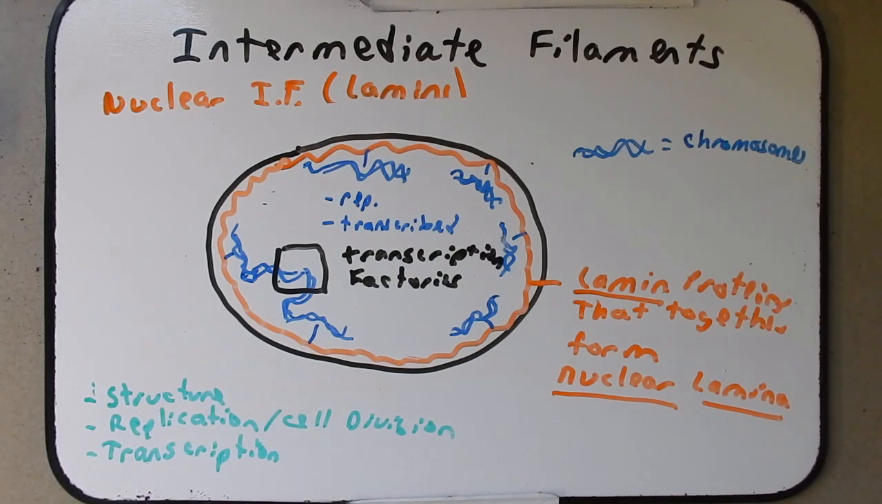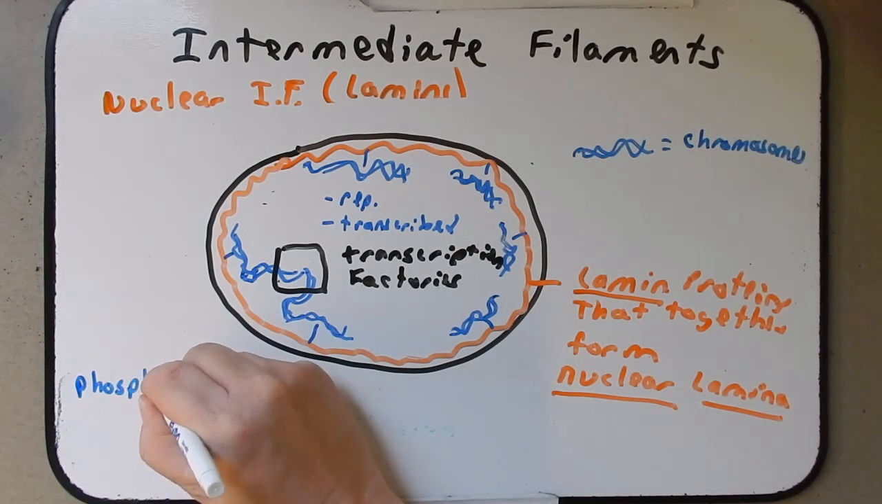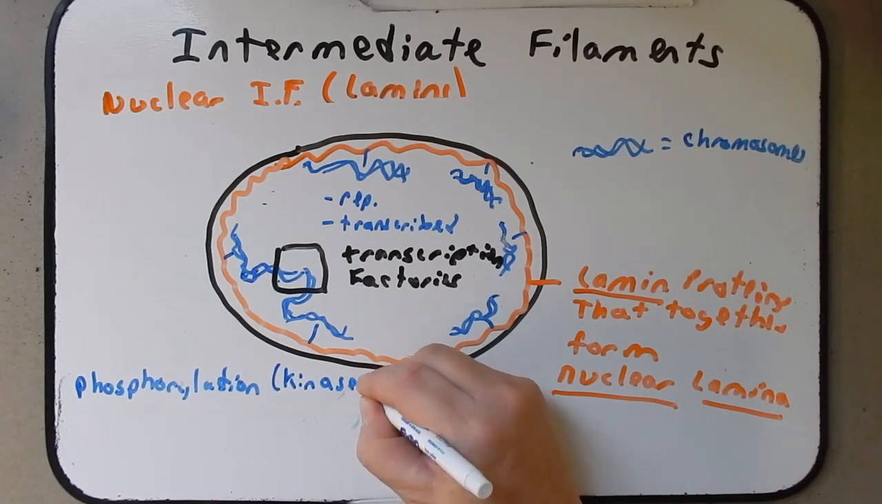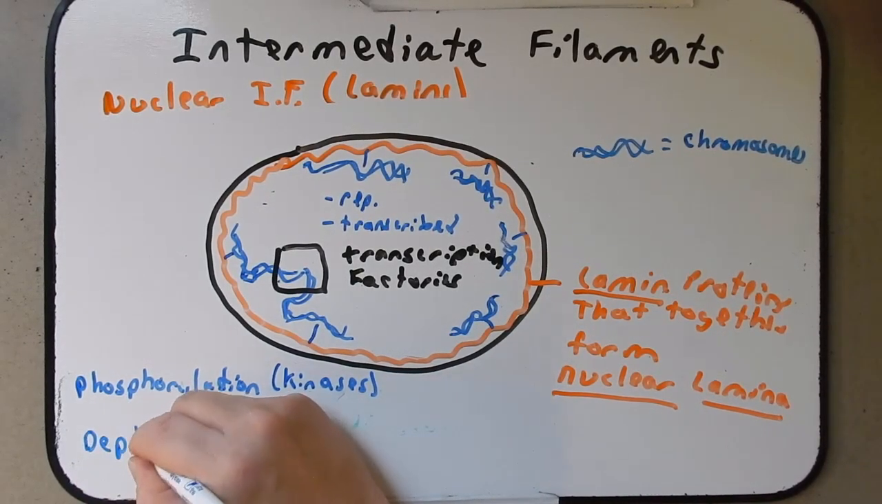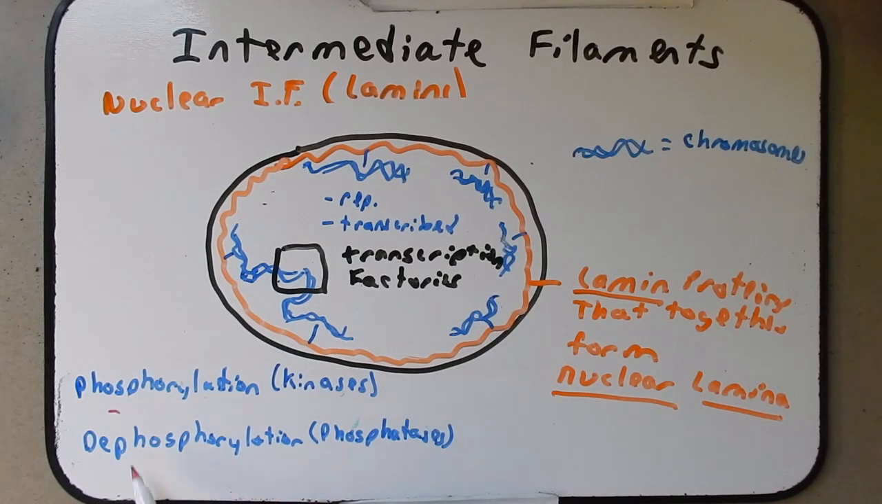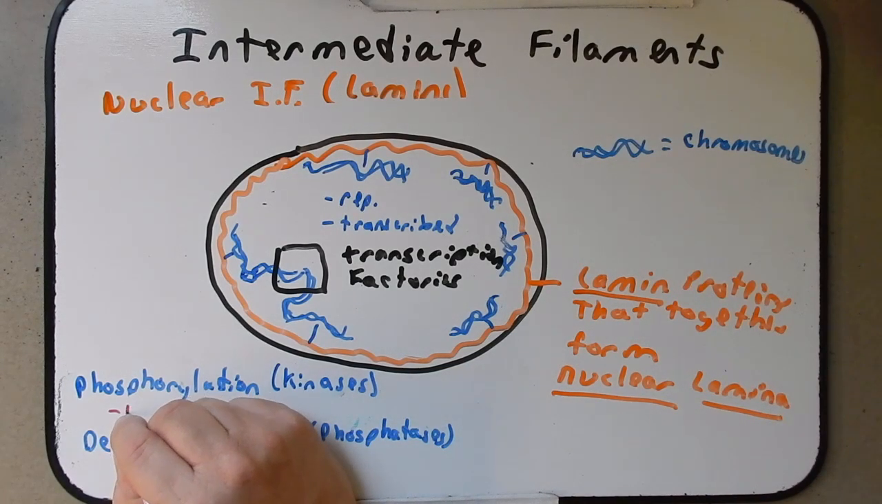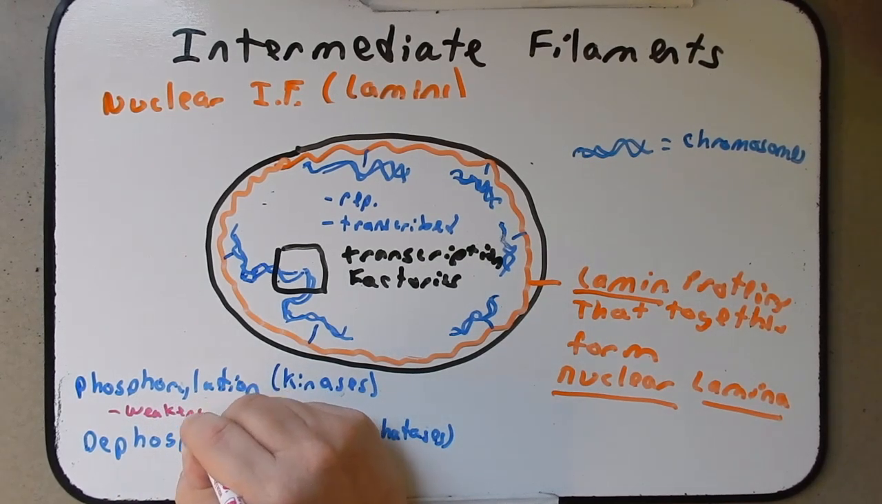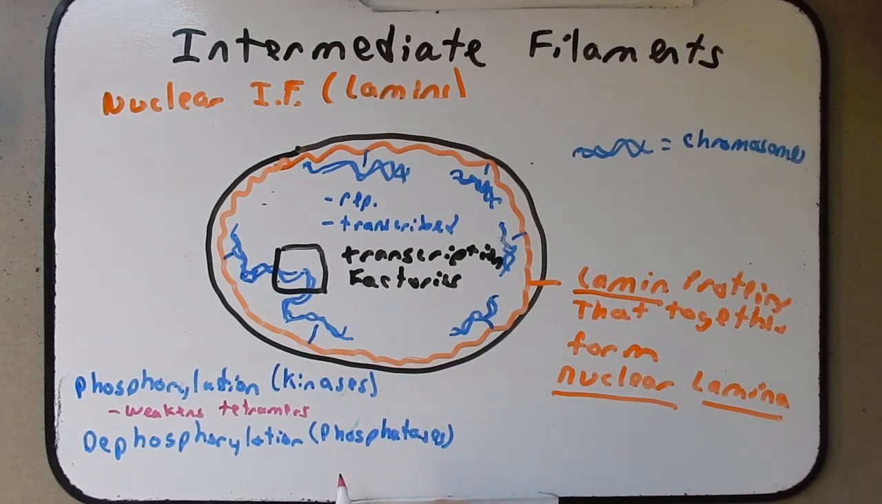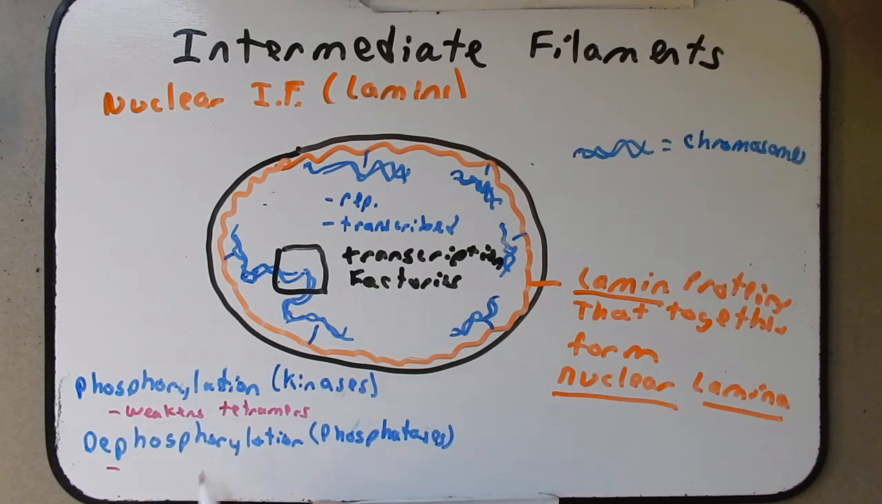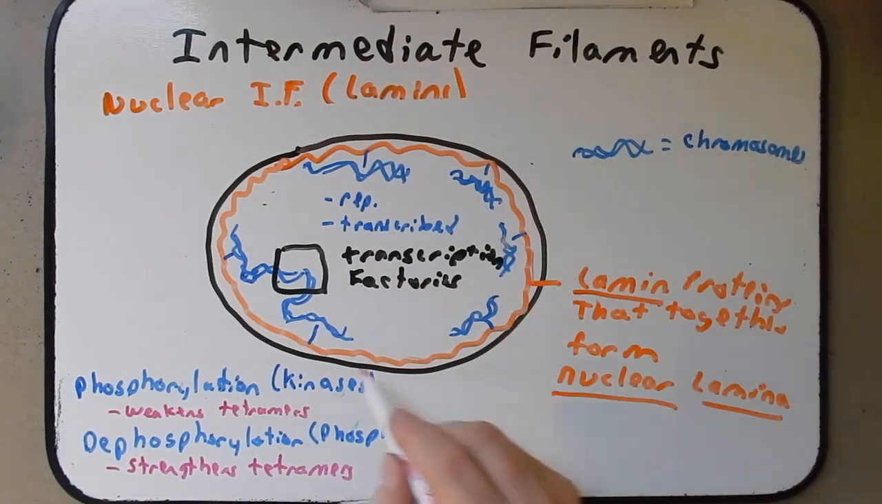Now, the last thing I want to talk about with these nuclear laminins is that in order for the cell to divide and the nucleus to segregate its chromosomes, these nuclear laminins have to break down. And they do this by a process of phosphorylation, using our good friends, the kinases, and dephosphorylation, using phosphatases. So how do phosphorylation and dephosphorylation cause the nuclear laminin to break apart during cell division? Phosphorylation causes a conformational change that weakens the tetramers, and the nuclear filaments fall apart. Now, at the end of cell division, these places where they've been phosphorylated will be dephosphorylated, and this strengthens the tetramers and their association with the nucleus.